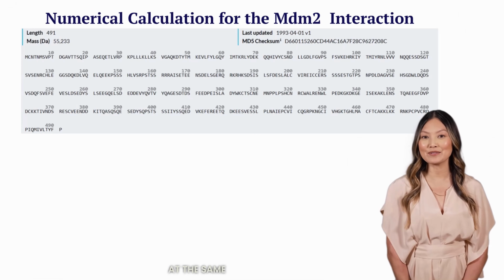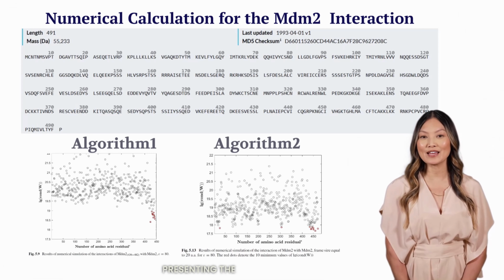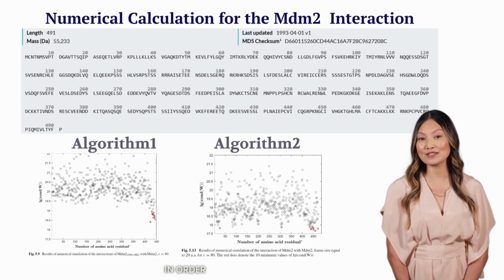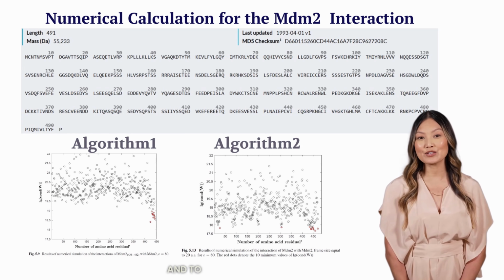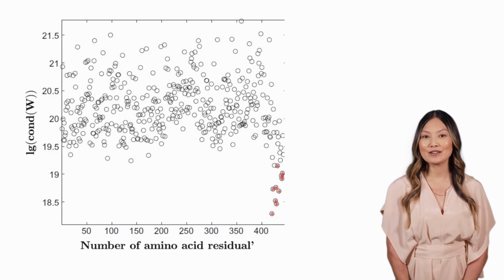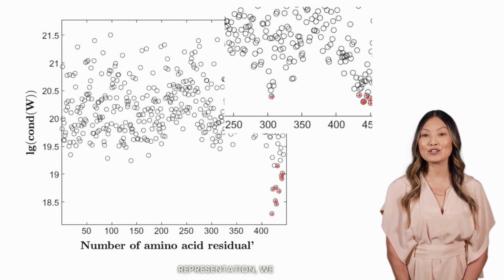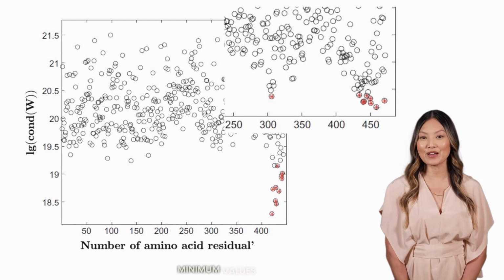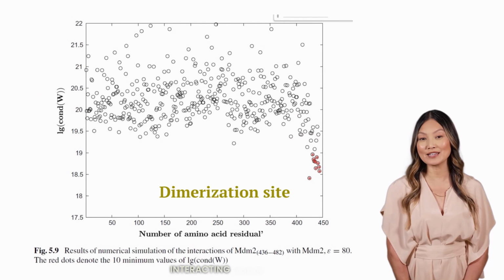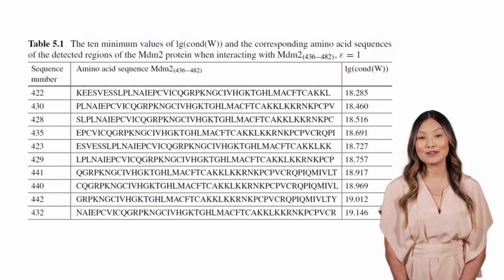At the same time, the authors tried to choose a common scale for presenting the obtained graphic data for all the calculations performed, in order to facilitate understanding and to allow the reader to visually compare the results of the obtained data. In addition to the graphical representation, we also gave 10 minimum values of Leconte, with a list of the corresponding interacting amino acid sequences.